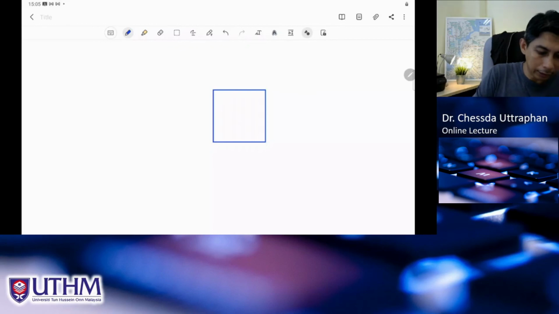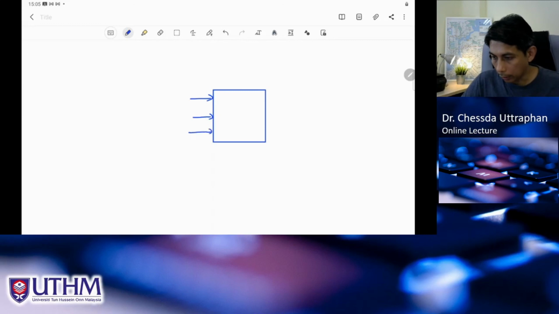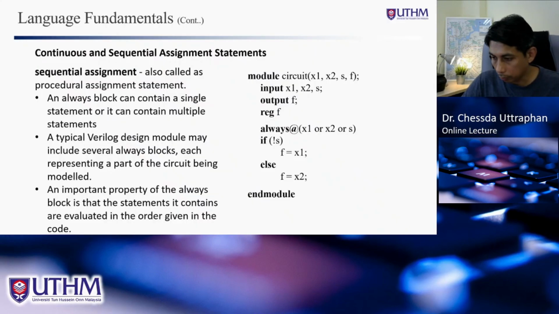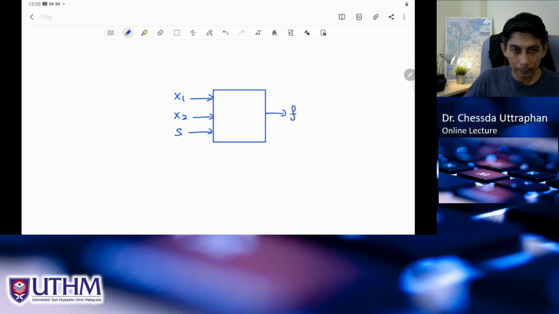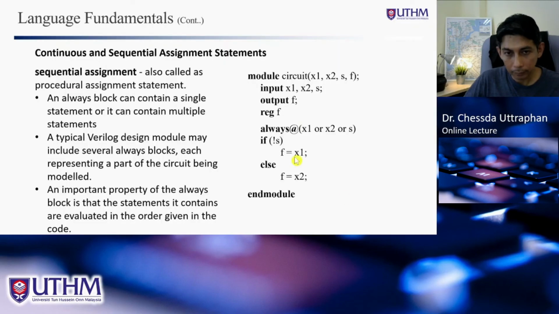So our circuit will be something like this, where we have three inputs and one output. And what are the three inputs? x1, x2, and s, and we have one output f. And we don't know what is inside. So the inside here is actually this, and this is described by this behavior.